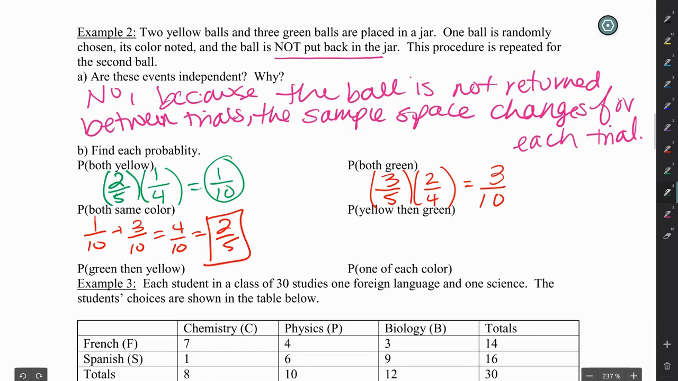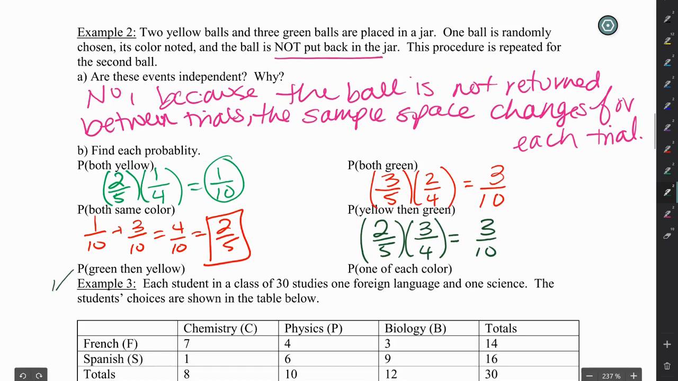Once again, notice I am not taking out a calculator. I am not turning these into decimals. I am not turning them into percents. I'm leaving them as fractions. The probability of yellow then green. So yellow would be 2/5. Now we assume that we took out a yellow, so there's 3 greens left out of 4 altogether, which gives us 3/10.